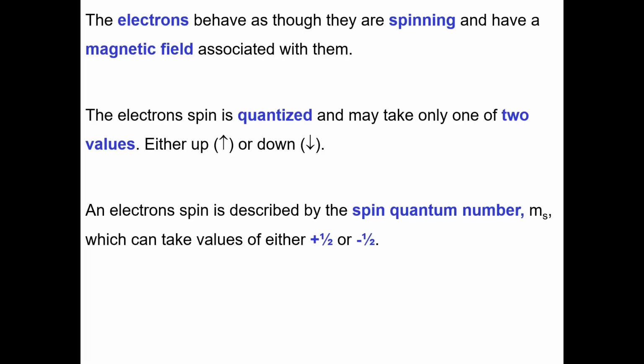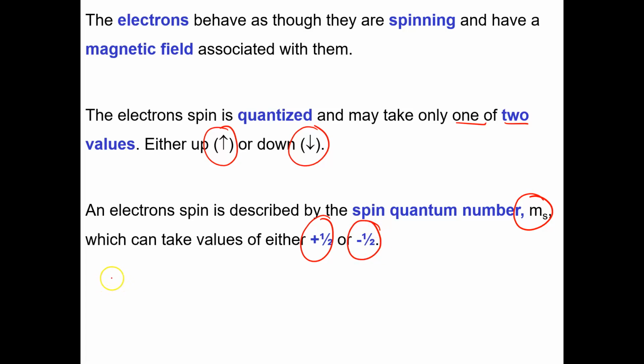So the electrons behave as though they are spinning, and that's why they have a magnetic field associated with them. The electron spin is quantized, and there's only one of 2 possible values. They're either spinning such that their north pole is oriented upwards, or they're spinning such that their north pole is oriented downwards. So we're going to describe the electron spin by the spin quantum number, ms, and that can have a value of either +0.5 or -0.5.